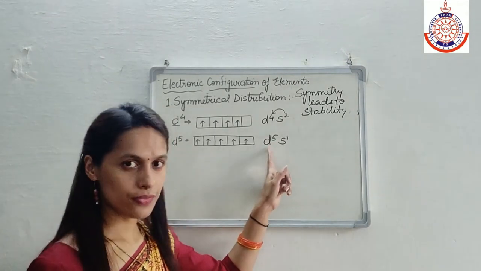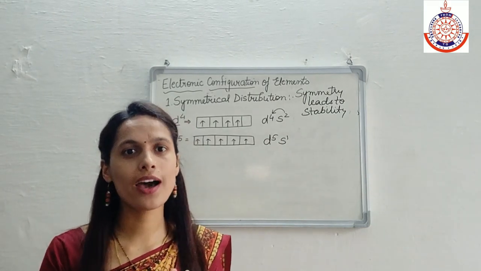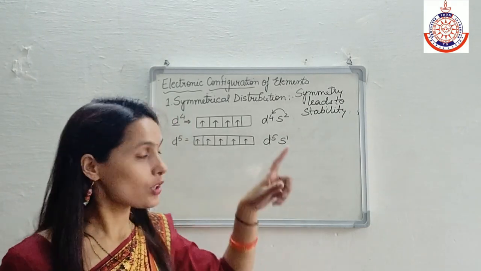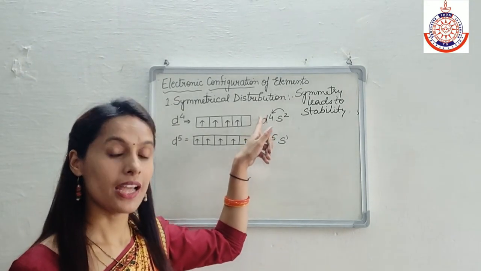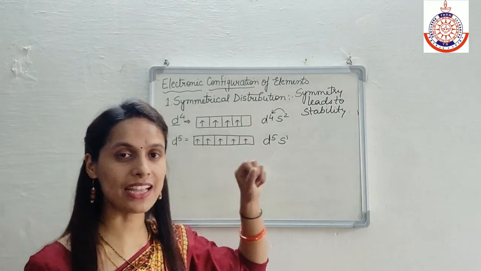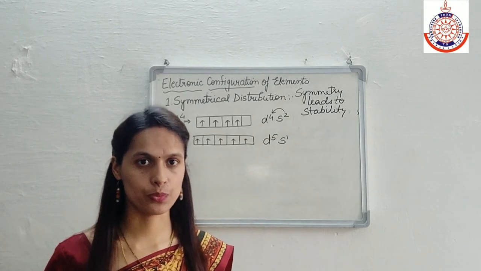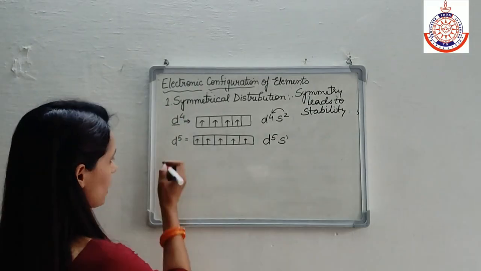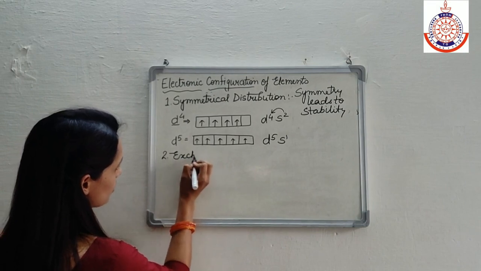It means 5 orbitals, 5 electrons, 1 orbital, 1 electron. It means all are satisfied. So this one is more symmetrical as compared to this one. That's why this one is more stable as compared to this one, and that's why we get the exception in the electronic configuration. Now the second factor is exchange energy.